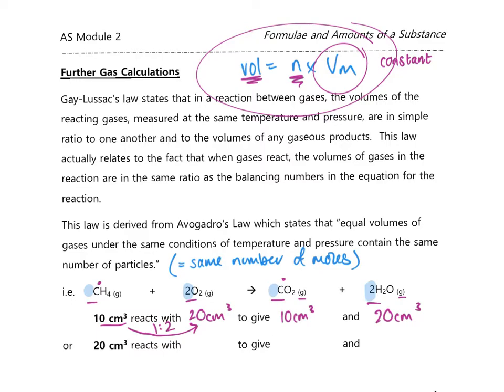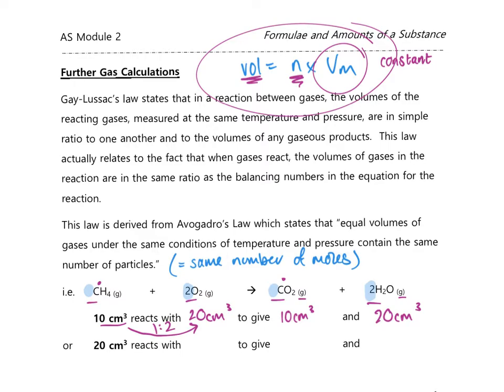So this is exactly what we would do with our mole ratio. Once we have worked out the number of moles of a reactant or product, we can bring it anywhere else in the equation according to the ratio. So we can do that with volumes as well because of Gay-Lussac's law, which is essentially derived from Avogadro's law of our molar gas volumes.